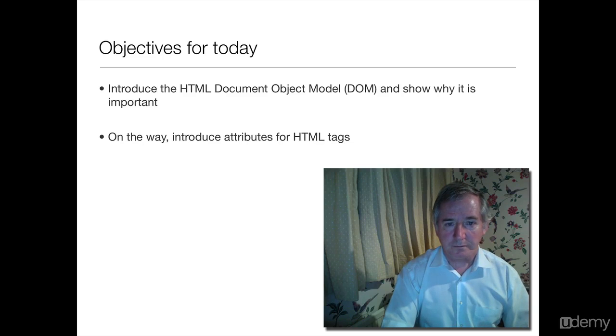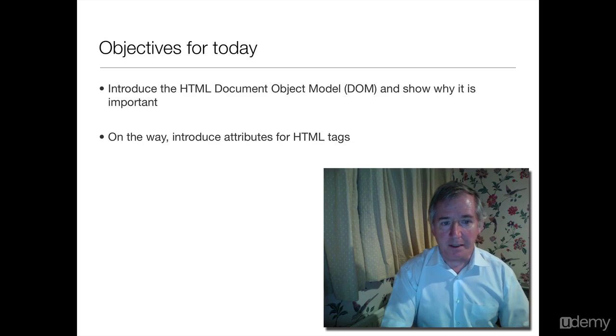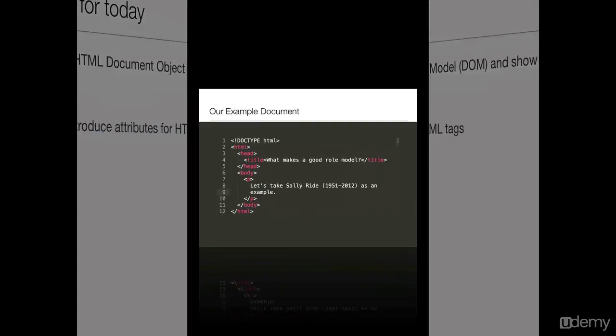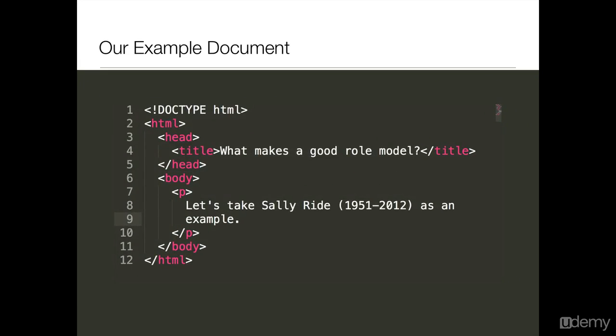So what I want to do today is to introduce the HTML document object model and to say, as I'm doing that, a little bit more about why it is so important. And on the way, we're going to introduce another part of the syntax of elements, which are the attributes which can be incorporated into HTML tags. To start off with, let's just go back to the example document and take a look at that.